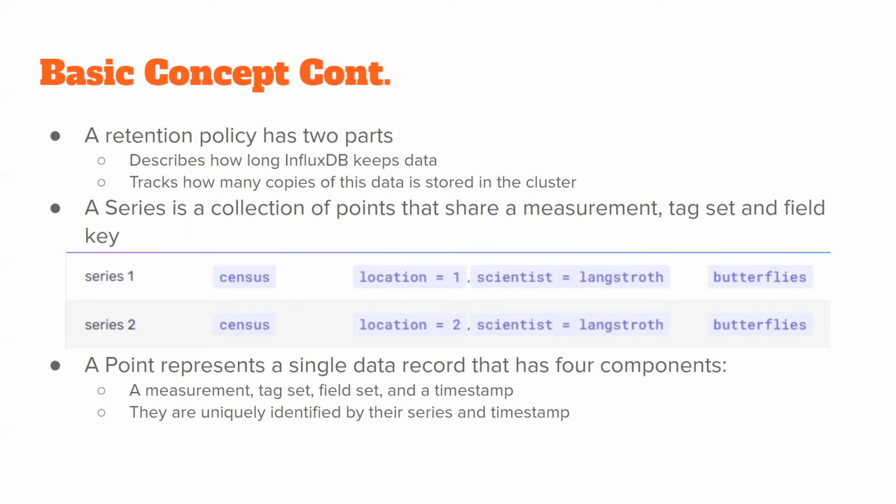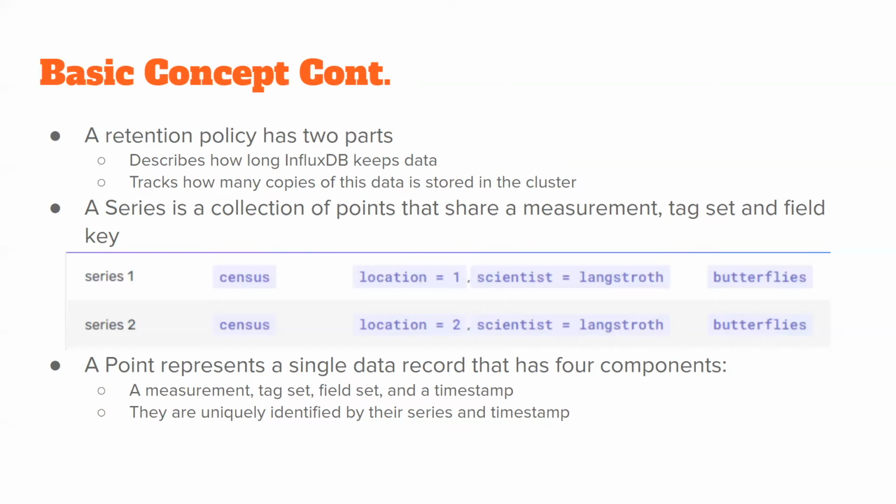Next, a series. A series is a collection of points that share a measurement, tag set, and field key. So in the screenshot, for series 1, census would be the measurement or the table. Location equals 1 and scientist equals Langstroth would be the tag set. So one's a tag key, one's a tag value. And then butterflies would be the field key.